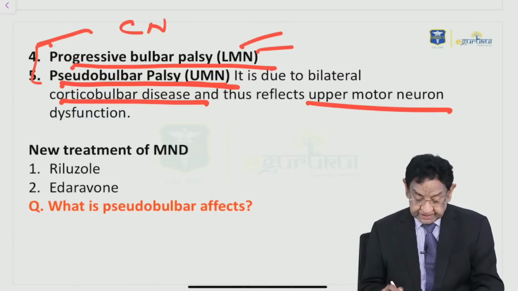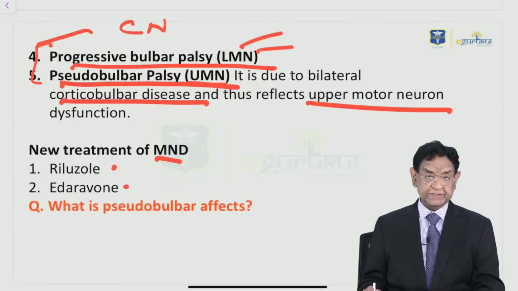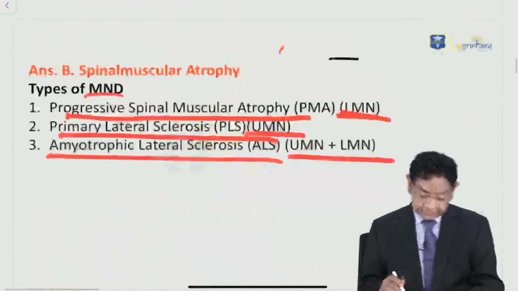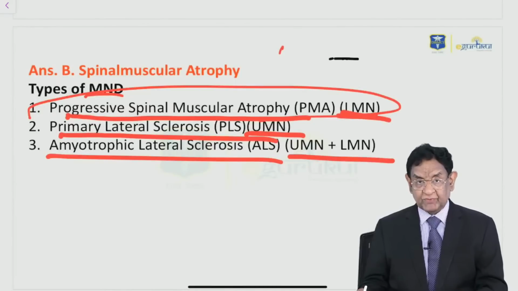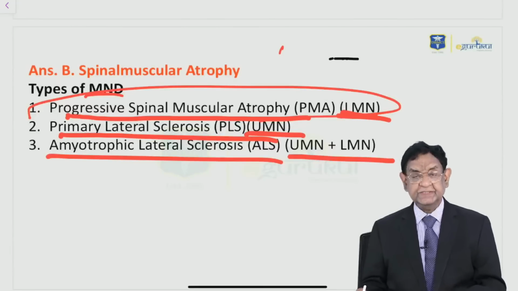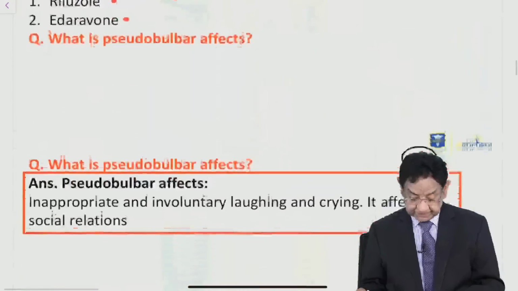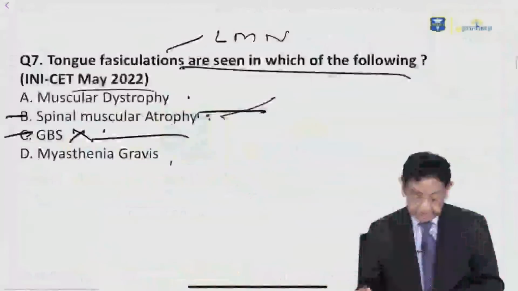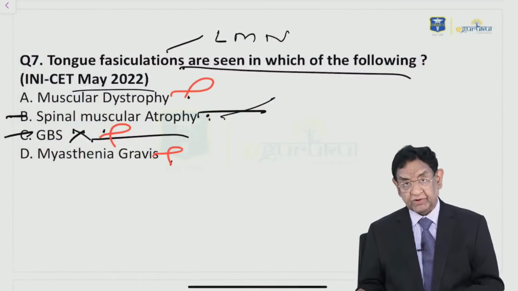How do we treat MND? We use riluzole or edaravone for the treatment of motor neuron disease. So in the options given, only this one is where the tongue can be involved. The best answer of this question is spinal muscle atrophy, because in the others the tongue is not involved.